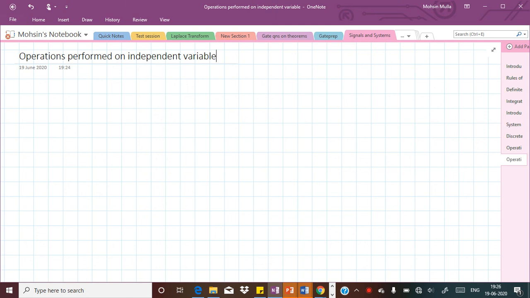In this video lecture, we are going to see about operations performed on independent variables. Independent variable, that is time t. So in the previous video lecture, we have already seen the operations performed on the dependent variable, which is nothing but the amplitude. So we have seen how we can modify the amplitude of the given signal. So here we are going to see the operations that are performed on the time variable, which is also called the independent variable.